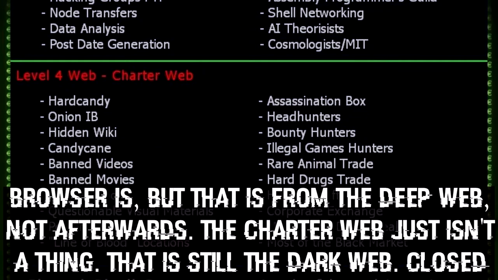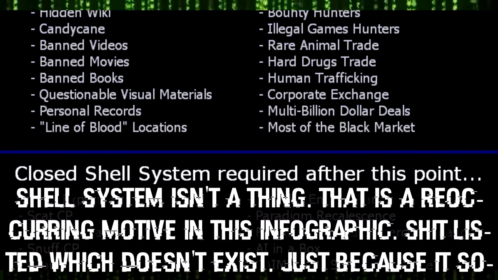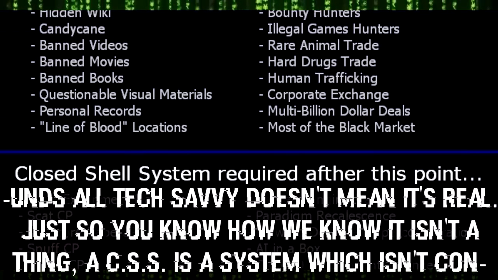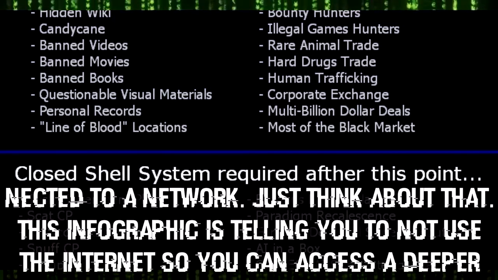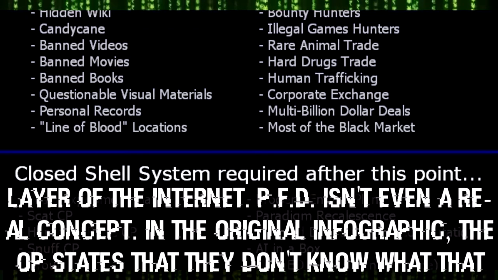The shorter web just isn't a thing. That is still the dark web. Closed shell system isn't a thing. This is a recurring motif in this infographic. Stuff listed which doesn't exist. Just because it sounds all tech savvy doesn't mean it's real. Just so you know how we know it isn't a thing, a closed shell system is a system which isn't connected to a network. Just think about that. This infographic is telling you to not use the internet so you can access a deeper layer of the internet.